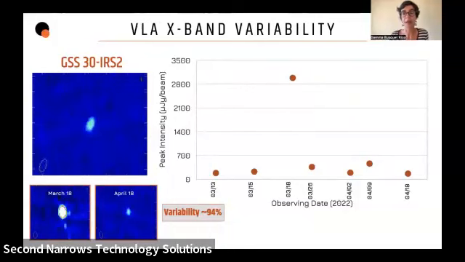And because we have 18 different epochs, we can also investigate the variability of the different sources. Not all sources are variable, and here I show an example of a class 2 object for only some of the epochs, and we can see that there is a huge increase in the peak intensity for one of the epochs, by a factor of more than 10, presenting a variability of 94%.